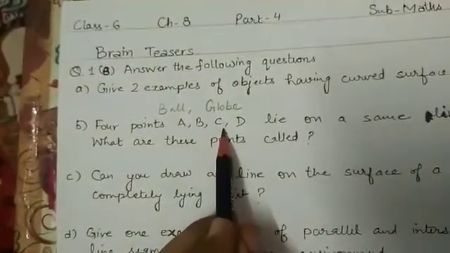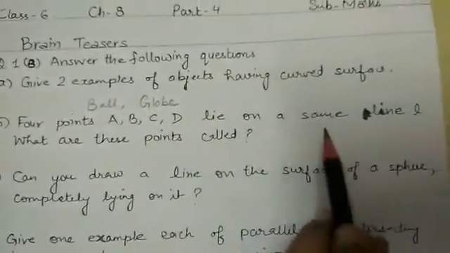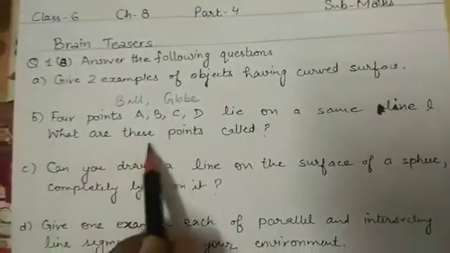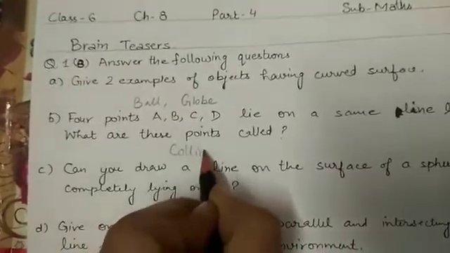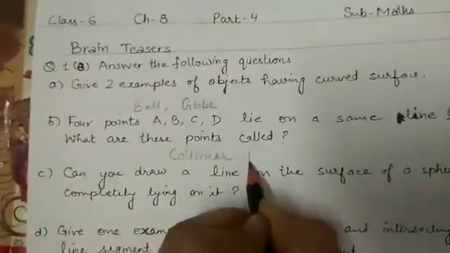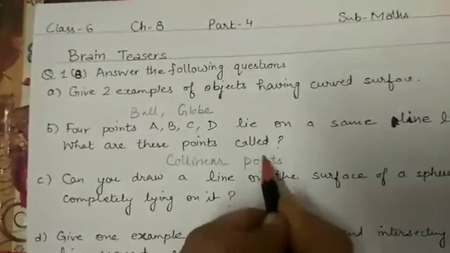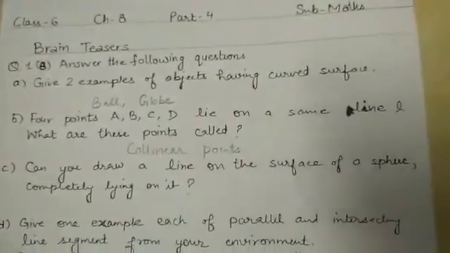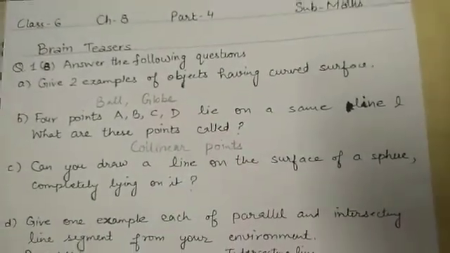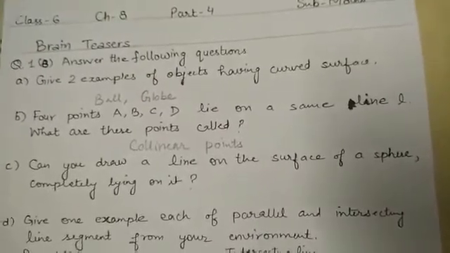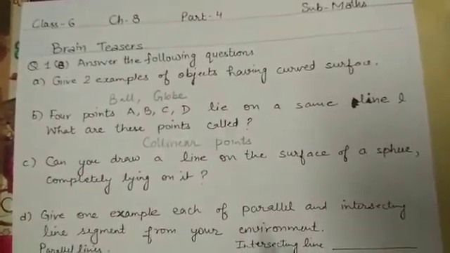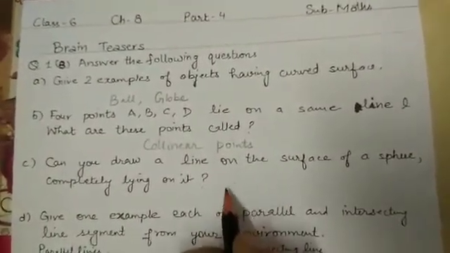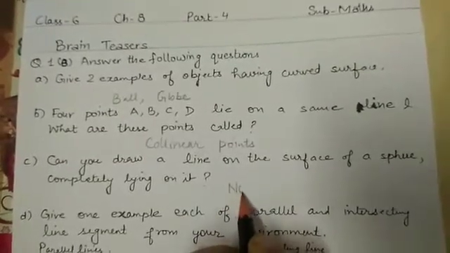4 points A, B, C, D lie on the same line. What are these points called? If 4 points lie on the same line, then the points are known as collinear points. Can you draw a line on the surface of a sphere completely lying on it? Is it possible? You have a ball and you want to draw a line completely on it? No, it's not possible because the surface is curved.